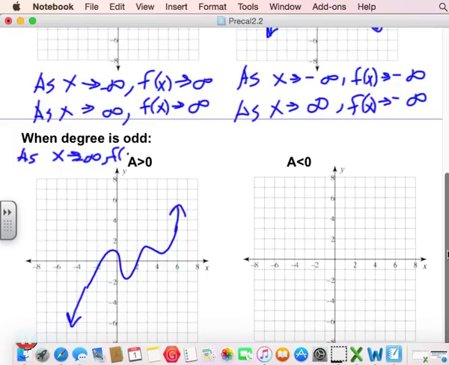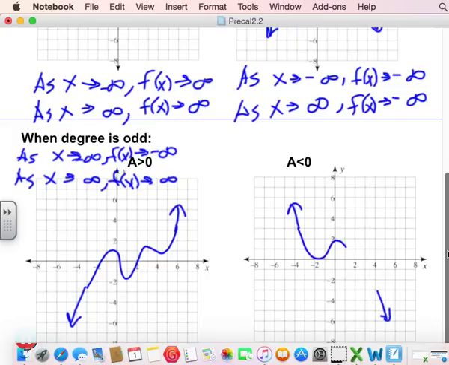Then f of x is obviously approaching negative infinity because it's going down. And as x approaches positive infinity, meaning as we go to the right, f of x is approaching positive infinity, or going up. So it's saying on the right it goes up, on the left it goes down. And the last situation, obviously, is if it's odd and a negative lead coefficient, it's going to go up on the left and down on the right.